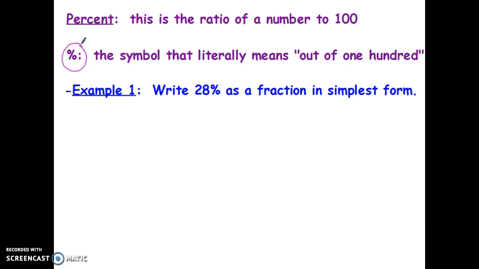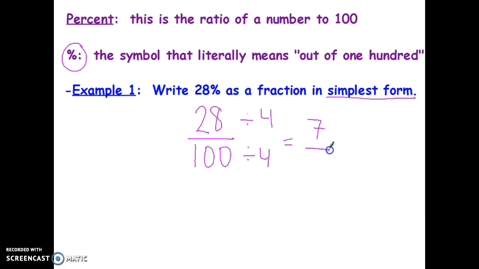So if we wanted to write 28% as a fraction in simplest form, we know we can write ratios as fractions. So this would be 28 out of 100. And then it says in simplest form, so we would reduce this. I know 4 can go into 28 and 100 evenly, so I'm going to divide the top and the bottom by 4 to simplify it. 28 divided by 4 is 7. 100 divided by 4 is 25. And this is now 28% in simplest form.